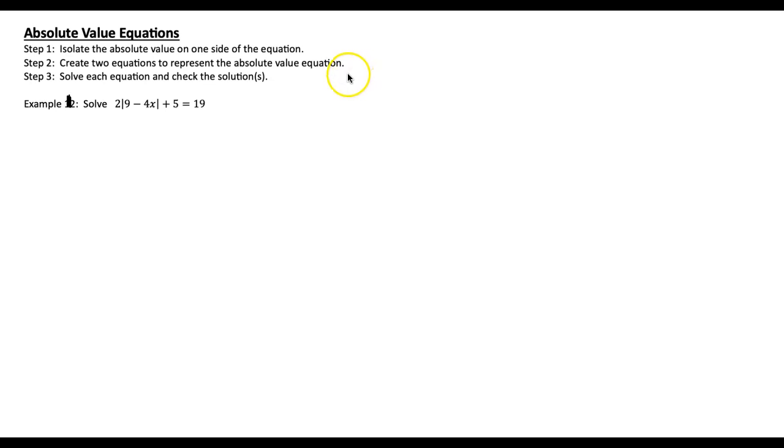In this video, we're going to talk about absolute value equations and absolute value inequalities. Let's start with absolute value equations. Before solving example 1, I just want to remind you that absolute value means distance from 0, and an absolute value, because it's distance, will be a positive value.